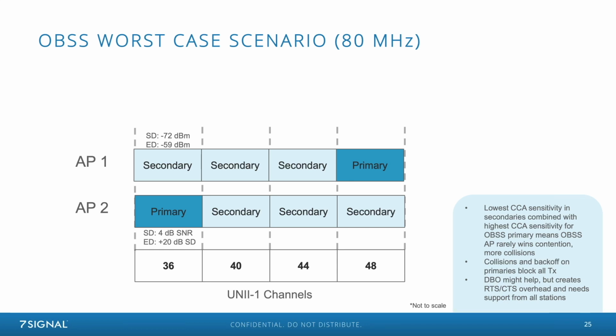We've got RTS, CTS overhead, which can help, but can also lead to collisions. This is really, really bad. And testing has shown that this is going to result in the overall worst performance possible with OBSS. So, like we said, lining up the least sensitive CCA of one AP with the most sensitive CCA on the primary channel of another is just a recipe for bad performance.